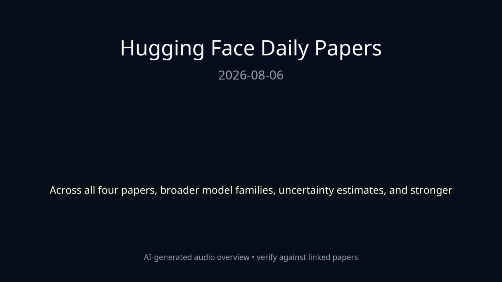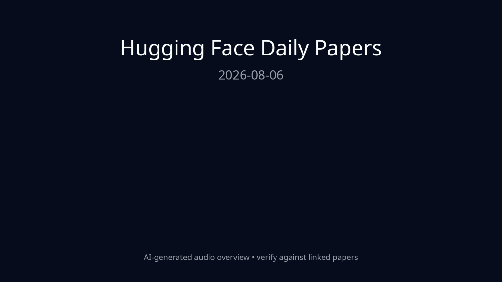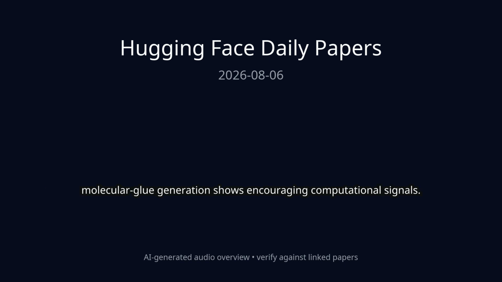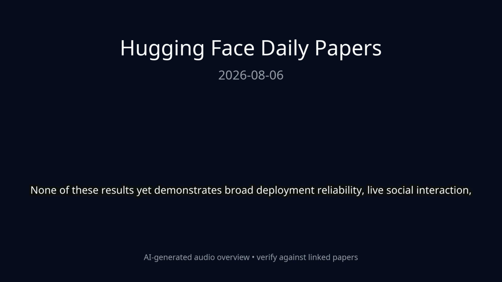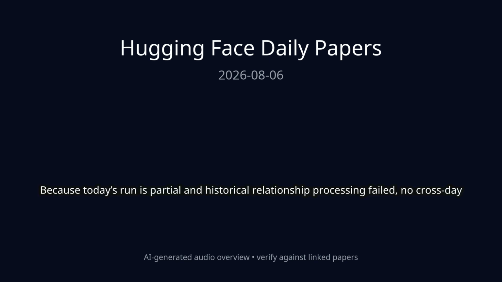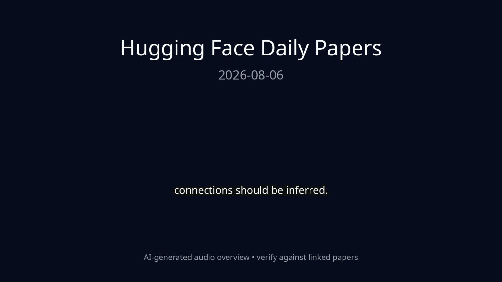Across all 4 papers, broader model families, uncertainty estimates, and stronger human or experimental validation would make the results more convincing. The concise takeaway is that selective supervision looks promising at both capability and token levels. Temporal masking delivers strong scripted timing control, and joint molecular glue generation shows encouraging computational signals. None of these results yet demonstrates broad deployment reliability, live social interaction, or biological efficacy. Because today's run is partial and historical relationship processing failed, no cross-day connections should be inferred.